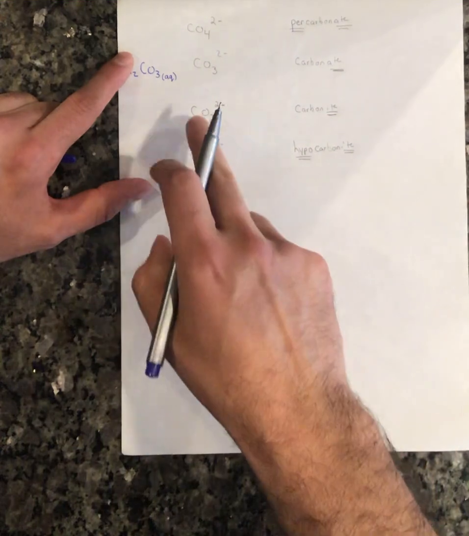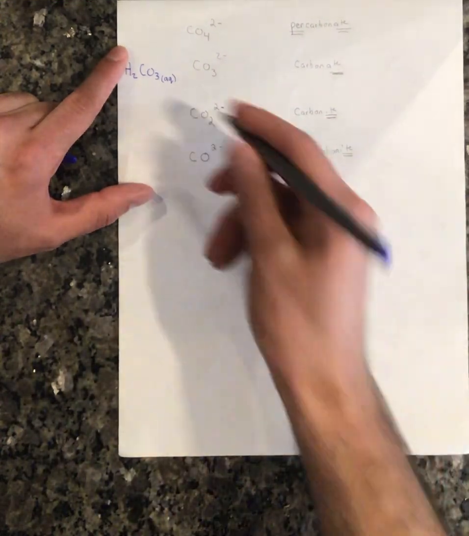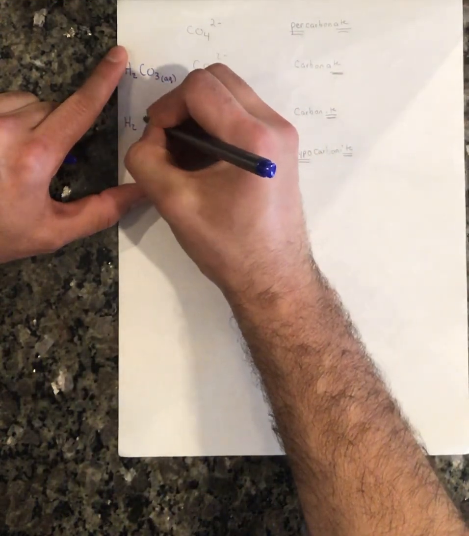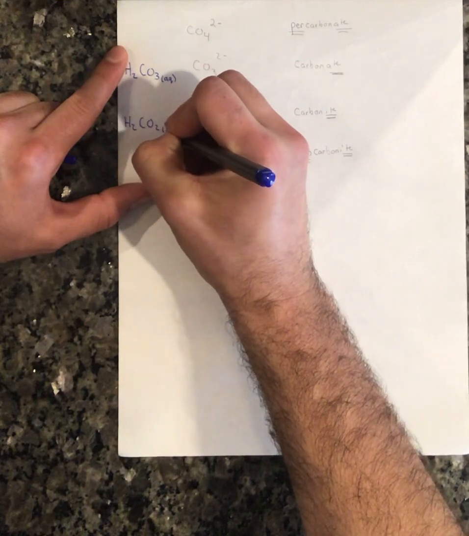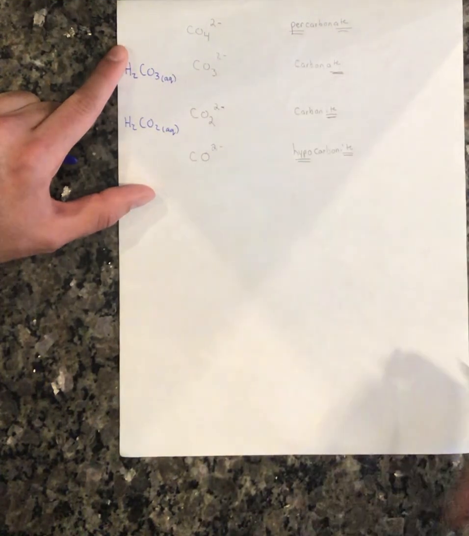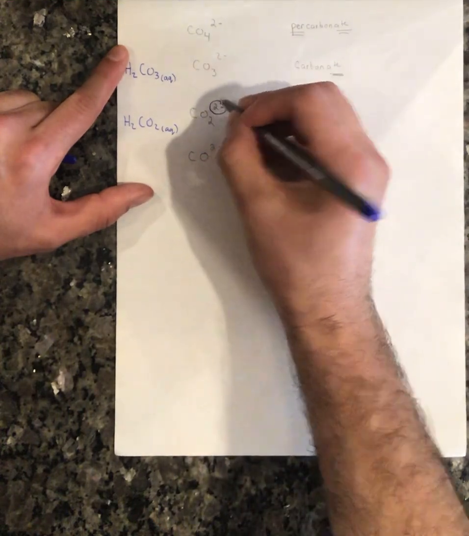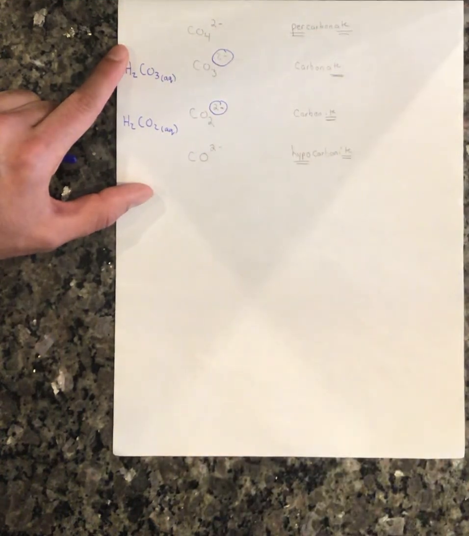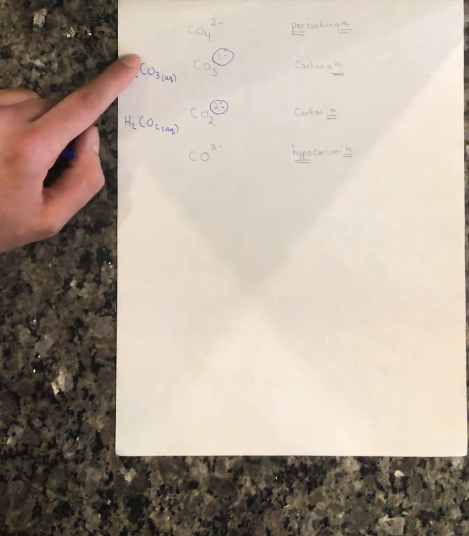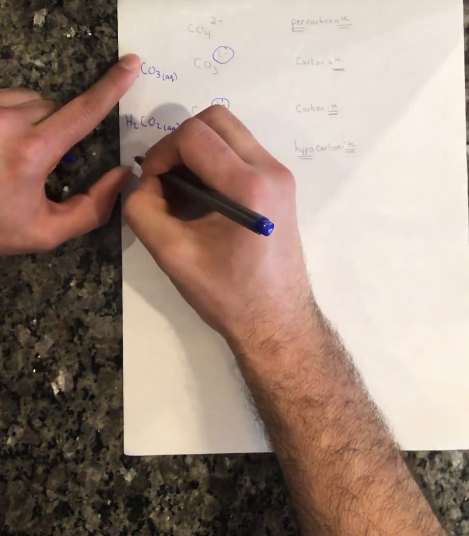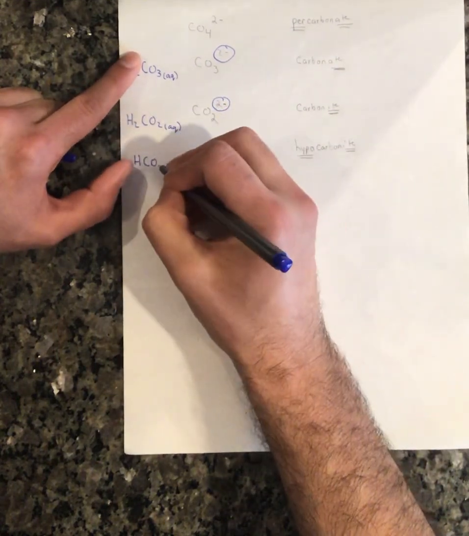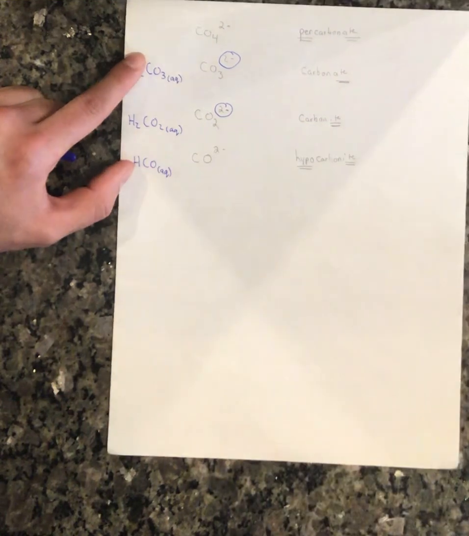Okay, same thing with the carbonate. What would this new formula be? It would be H2CO3, and it's also aqueous. Once again, how did I get 2 here? Because of that charge. That 2 negative charge tells me how many hydrogens I'm going to add. Same thing here, HCO3, which is aqueous there.